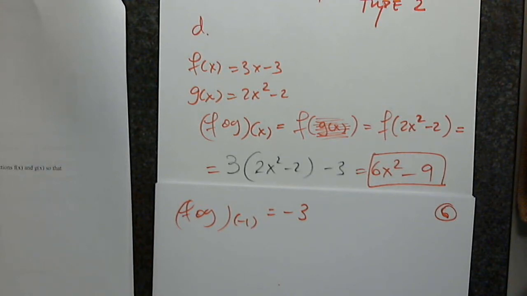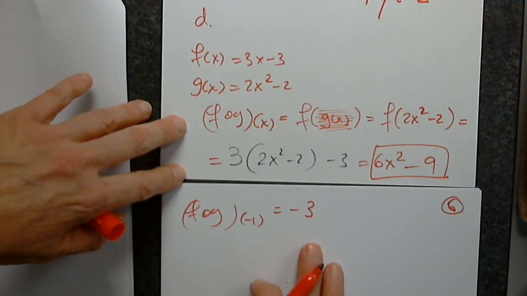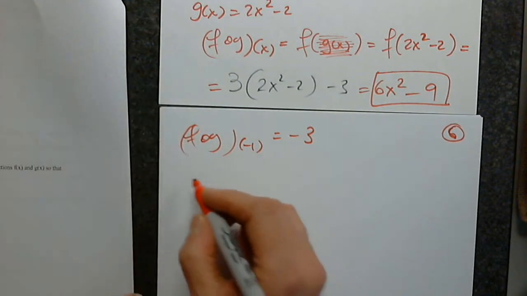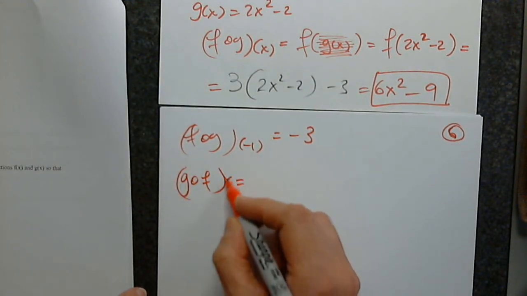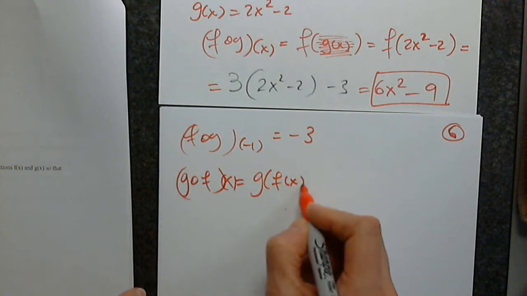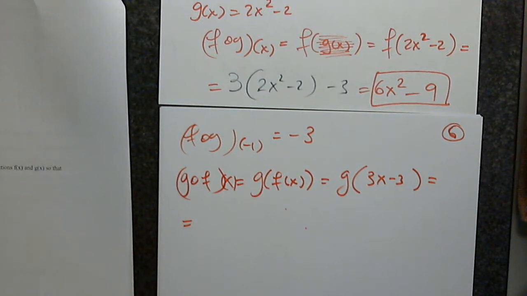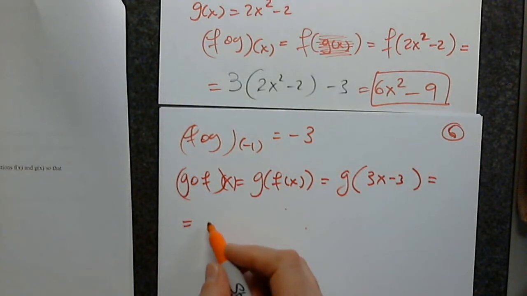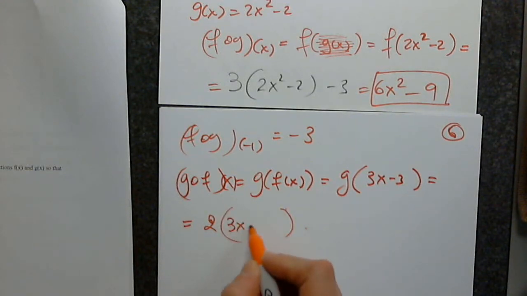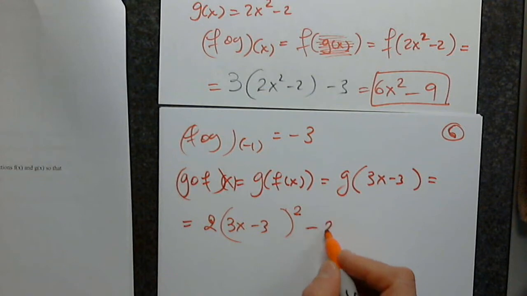And now we have the other one. Now we want to determine g comp f. Is everything clear so far? Yes, everyone? Perfect. So now we want g comp f of x, of course, which is g of f of x, which is g of 3x minus 3. Now I take a moment and look at g. What does g say? It says 2 times whatever you want squared, and then minus 2. I want 3x minus 3 squared, and then minus 2.